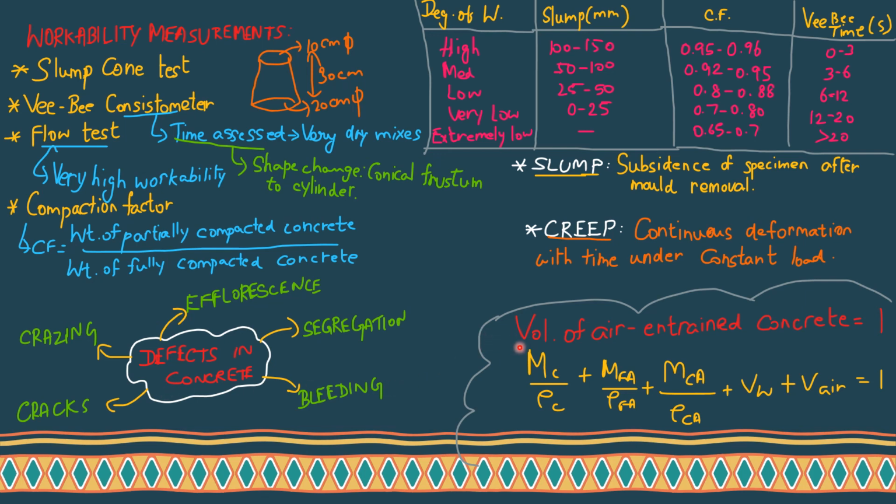Next point to be noted is: volume of air entrained in concrete equal to 1. It's mass of cement over density of cement, plus mass of fine aggregate over density of fine aggregate, plus mass of coarse aggregate over density of coarse aggregate, plus volume of water, plus volume of air, equals 1.